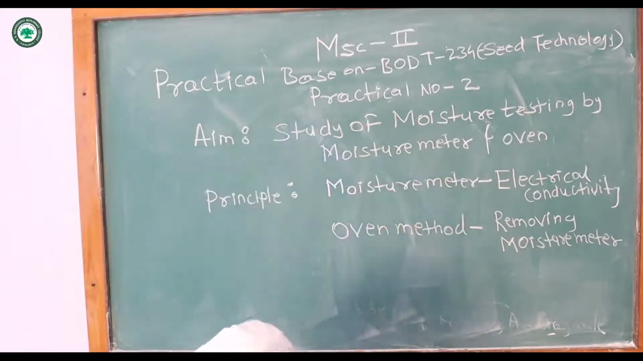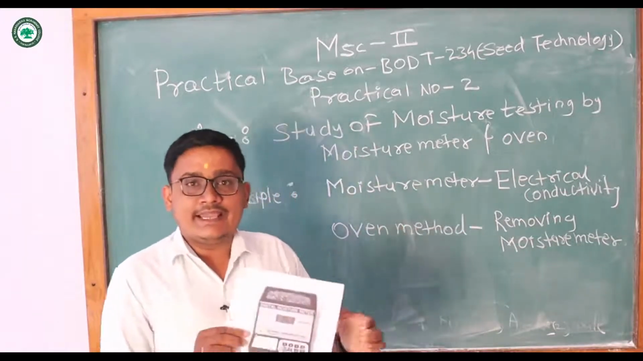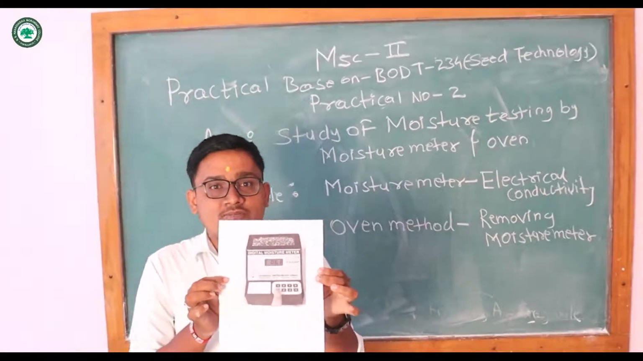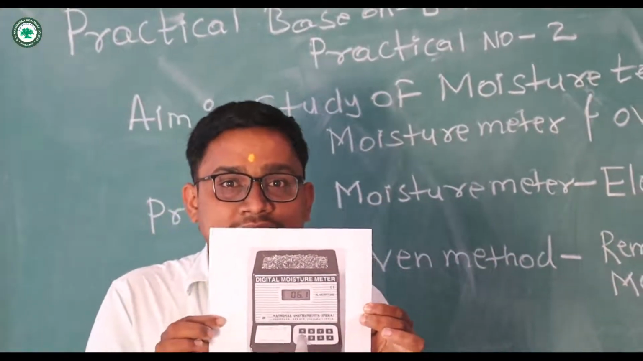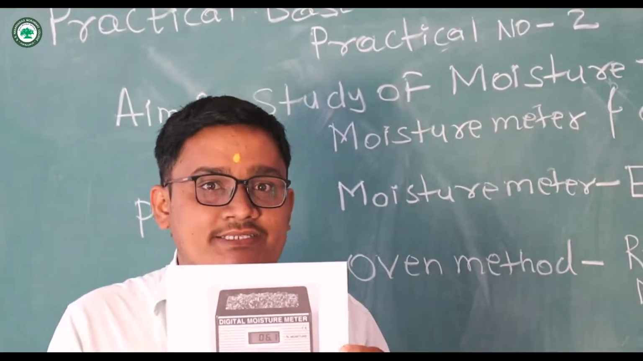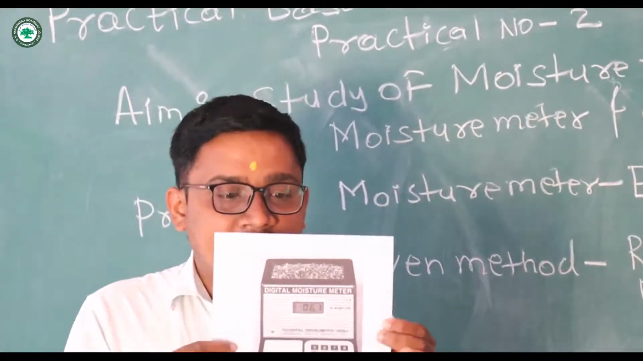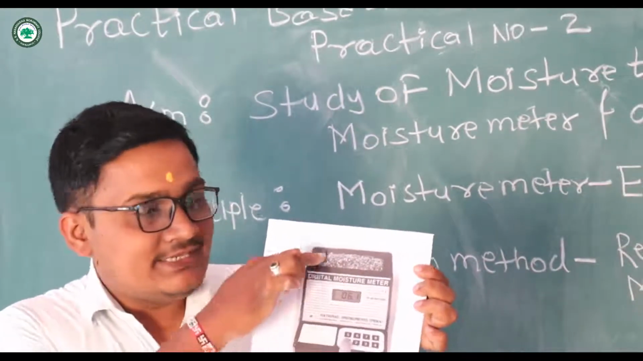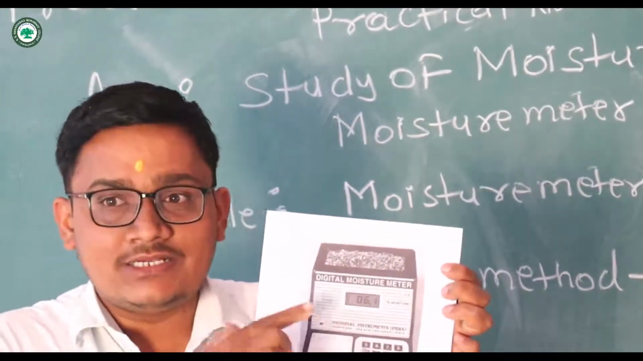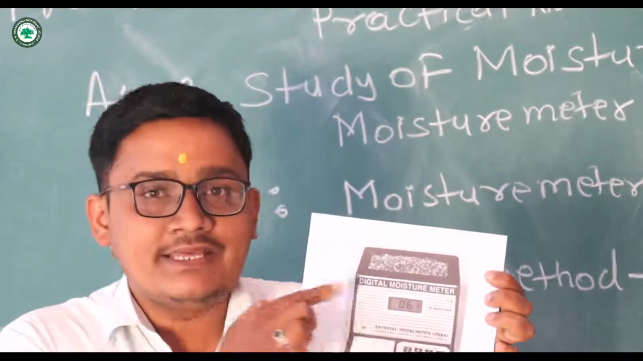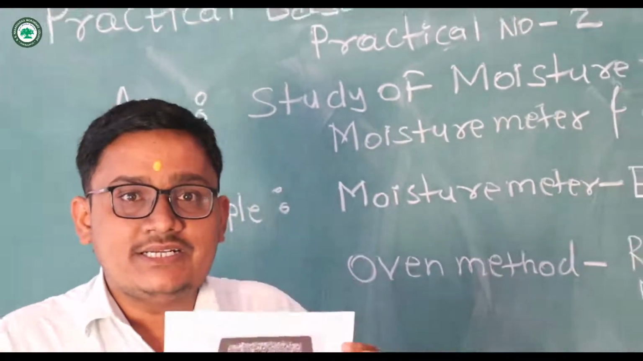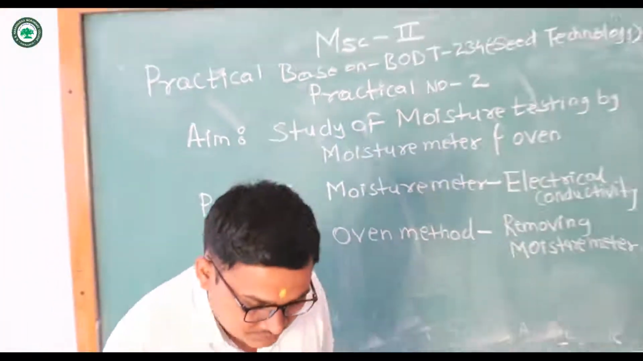So this is the diagram of a moisture meter, the instrument. It works totally on the basis of electrical conductivity. So what is electrical conductivity? It is nothing but the flow of electric charge, through which the moisture is determined. First, we have to keep the seed in the hopper. Keep the seed in the hopper, then press the start switch. The display shows the moisture percentage. In this way, moisture is determined by the moisture meter.